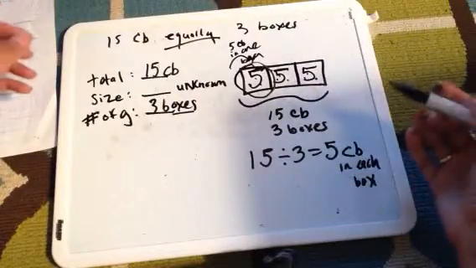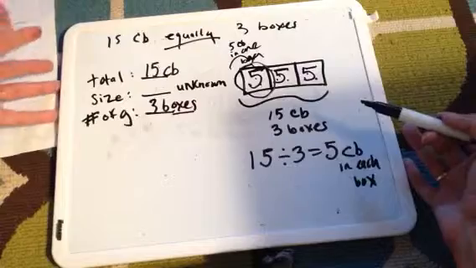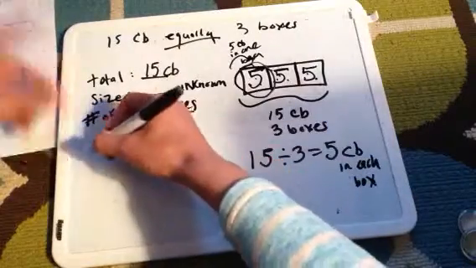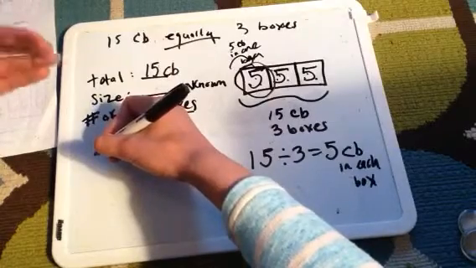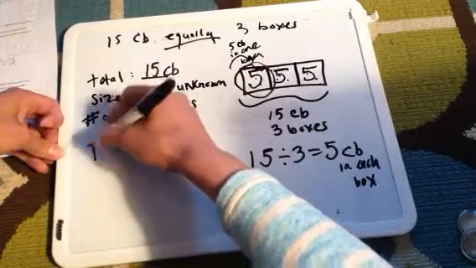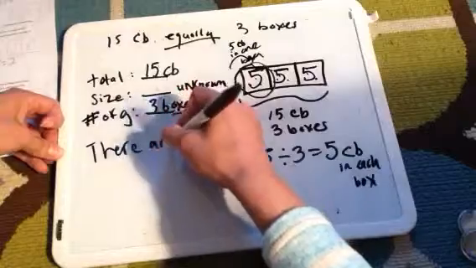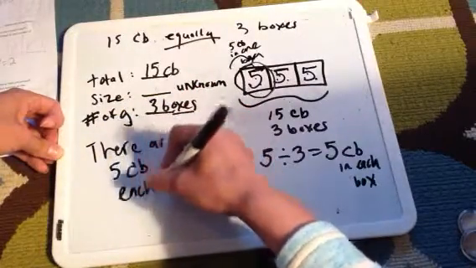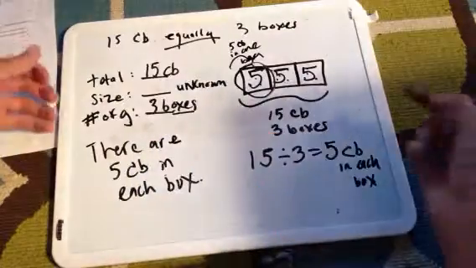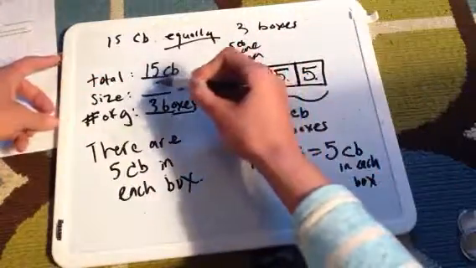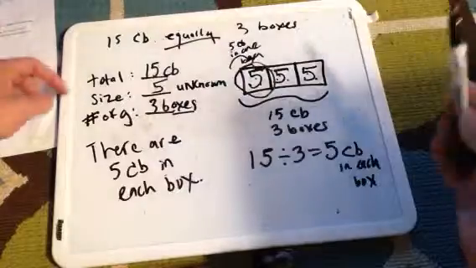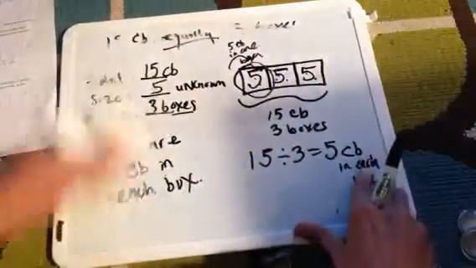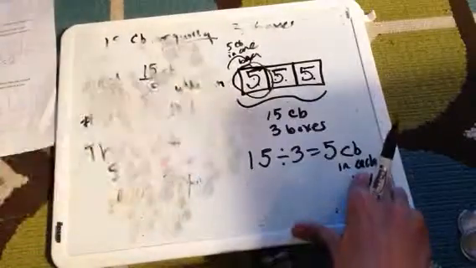If you wanted this to be an amazing problem that you would get all of your points for, you would then write a sentence that answers the question that's being asked. How many clipboards are in each box? There are 5 clipboards in each box. And then, of course, you could fill in the unknown, which would be 5, okay? There is another problem that was getting people a little confused.